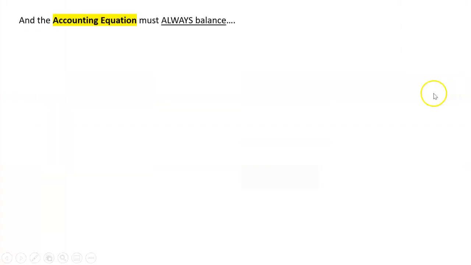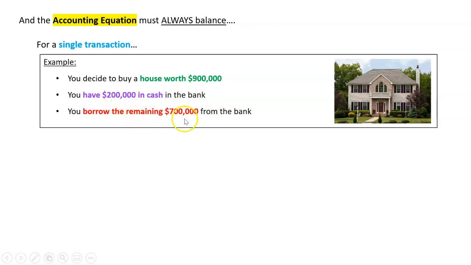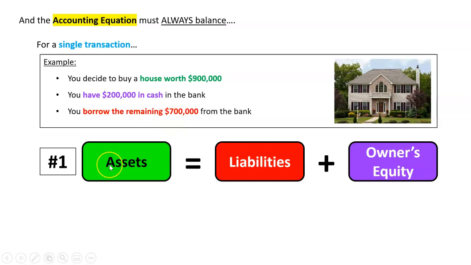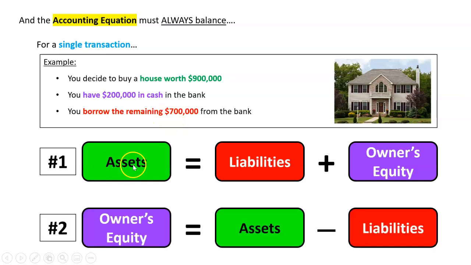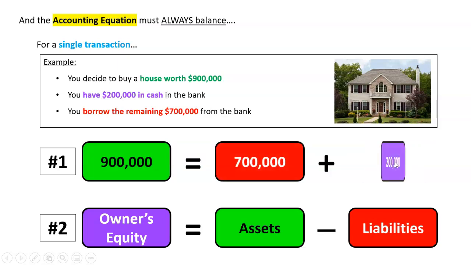So what are we talking about? We're saying it must always balance for every single transaction. For example, you decide to buy a house worth $900,000. You have $200,000 in the bank, which you put towards it, but you're going to borrow the remaining $700,000. Looking at the accounting equation, the first way, we've got a $900,000 asset equals your liabilities of $700,000 plus your owner's equity of $200,000. If you put $200,000 into buying that house, that is your equity part of it.